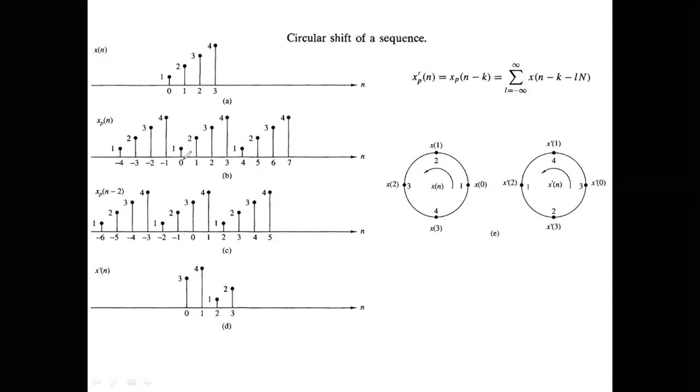Now if I want to take x of n minus 2, what does it contain? Say my sequence is 1 2 3 4. Then in x of n minus 2, the 1 which was at the origin is gone, and now at the origin you have 0, and at 1 also you have 0. The entire thing has been moved to the right by 2 locations, and zeros have come to the left side, because there was nothing on the left side.